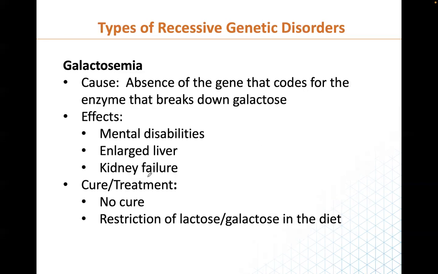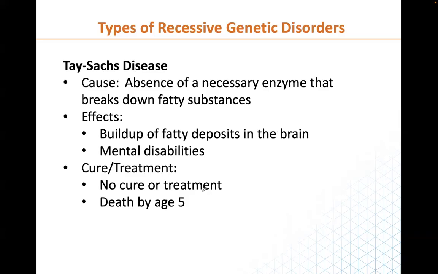Another good example of a recessive genetic disorder is galactosemia. Galactosemia is caused when there is no gene that codes for the enzyme which helps to break down galactose. Among the problems a person would have from this are mental disability, enlarged liver, and kidney failure. There's no cure for it, so you can restrict the consumption of food that has lactose and galactose in it.